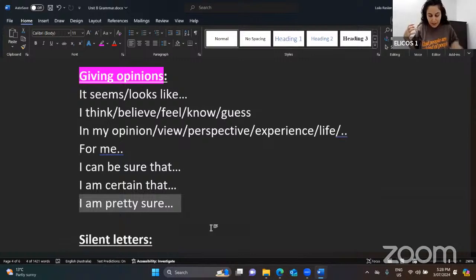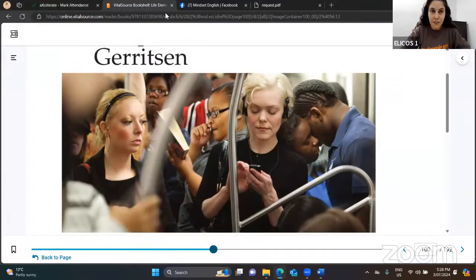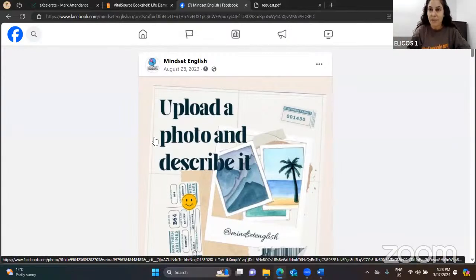Okay, so we looked at ways that we talk about the pictures and the photos. Before we have a listen to the one that we're doing in our book, let's practice ourselves first, uploading a photo and describing it.